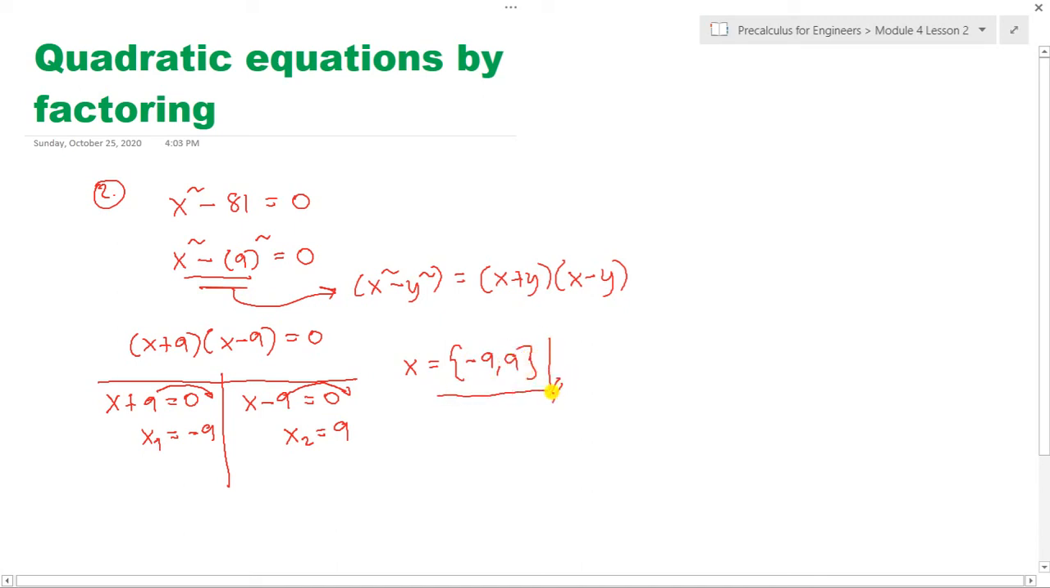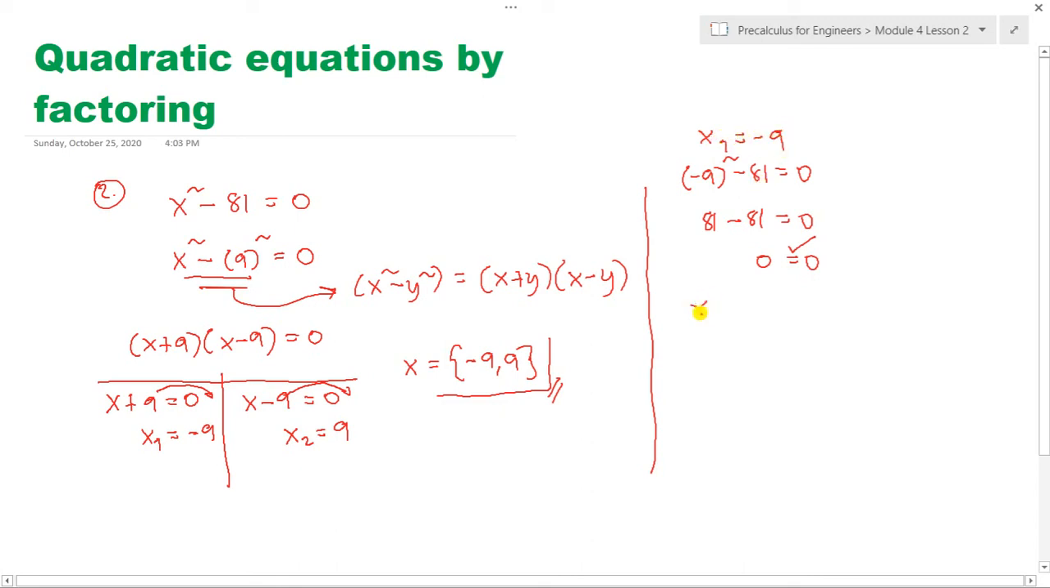We can verify this easily. The first one is negative 9. So we have negative 9 squared minus 81 is equal to 0. Of course, a negative becomes positive when multiplied by itself. So positive 81 minus 81 equals 0. Of course, this is still 0. Therefore, we verify the first value, which is negative 9.